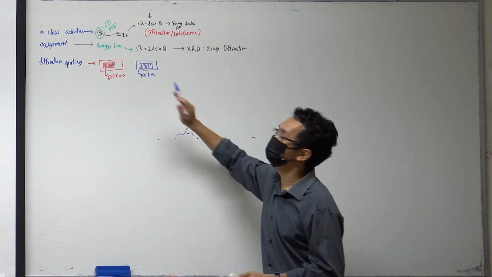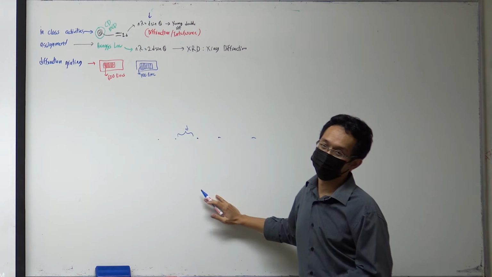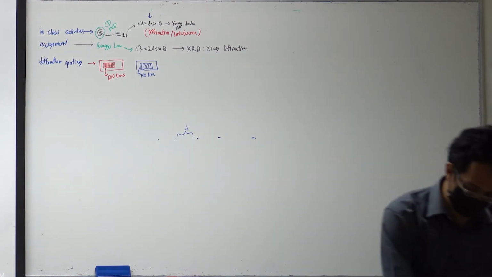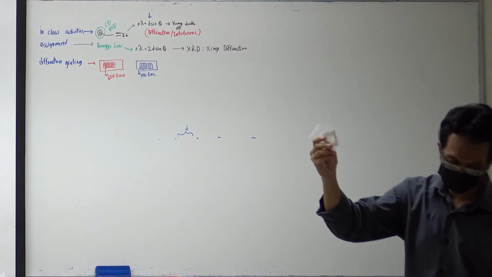So the red or the blue, which one is the bigger? What will happen if I shine? This is 600. This is 600. My left, this is 600.